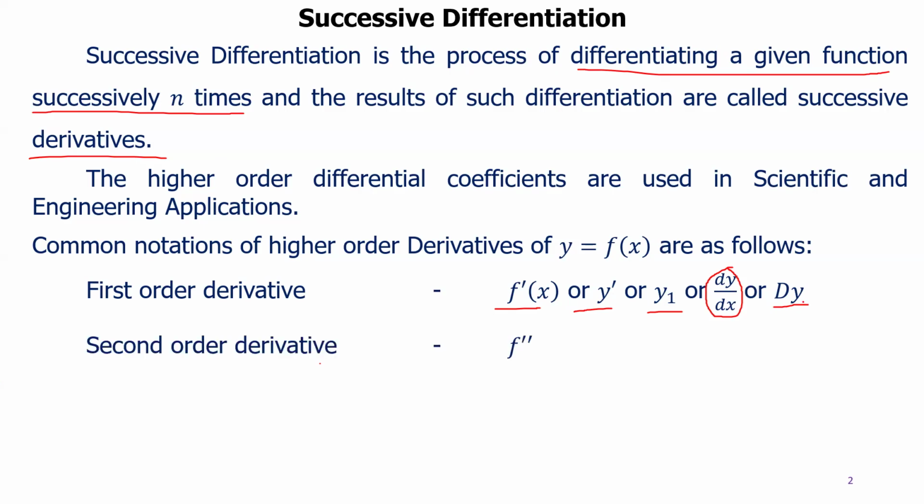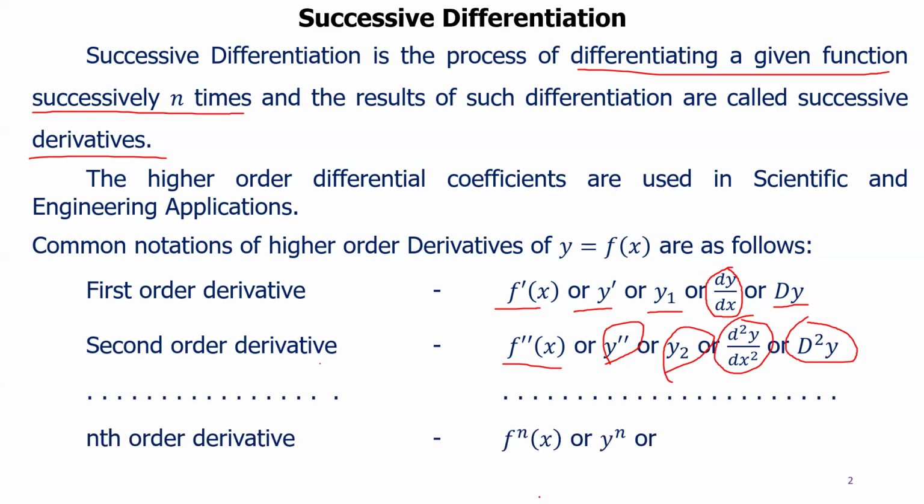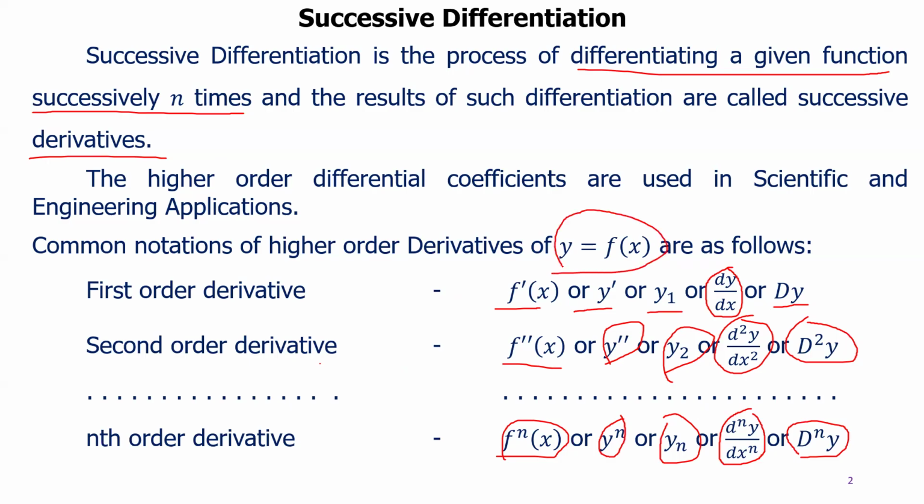Second order derivative: f''(x) or y'' or y2 or d²y/dx² or D²y. Similarly, we can write the nth order derivative as f^(n)(x) or y^(n) or yn or dⁿy/dxⁿ or Dⁿy. So this is the common notation of the nth derivative of the function y = f(x).